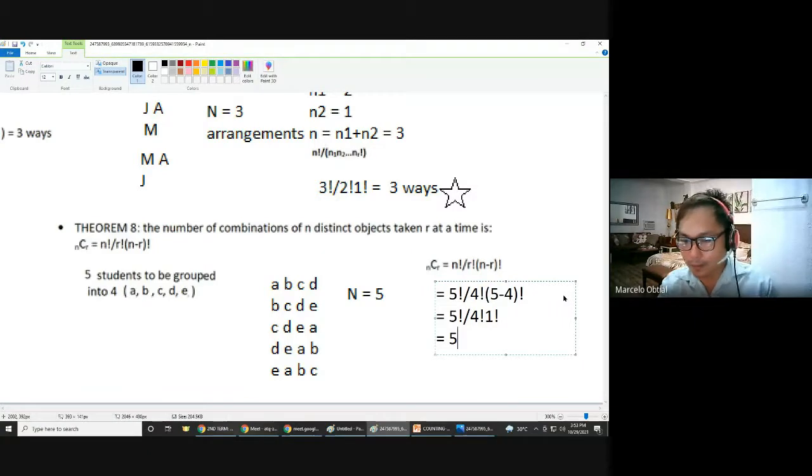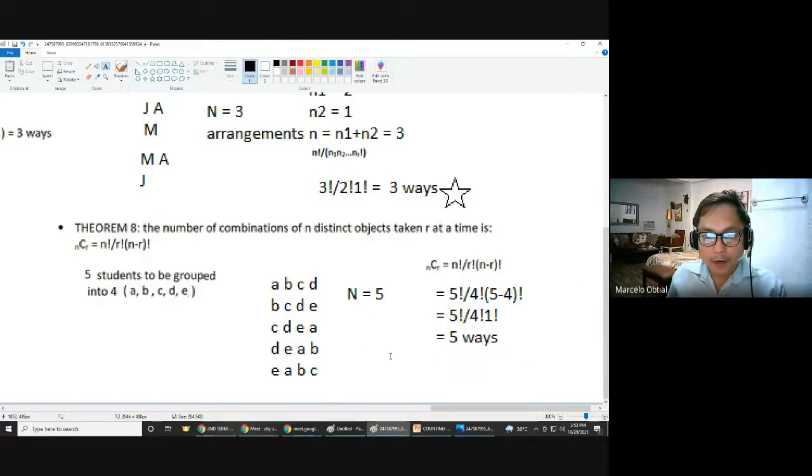Kasi kung titingnan ko ito manual or virtually, factors of 4, 3, 2, 1, then factors of 5, 4, 3, 2, 1. I will cancel, so may 1 pa talaga 5. I confirm tama si Joseph. 5 ways. So we did this using the manual method.